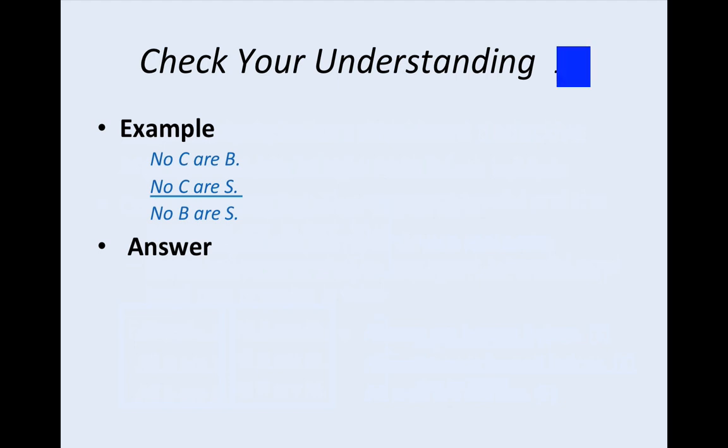Let's take an example and see how you're doing. No C are B, no C are S, no B are S. The question is, does this argument's conclusion follow necessarily from the premises? In other words, if the premises are true, must it be the case that the conclusion is true? And the answer is no.